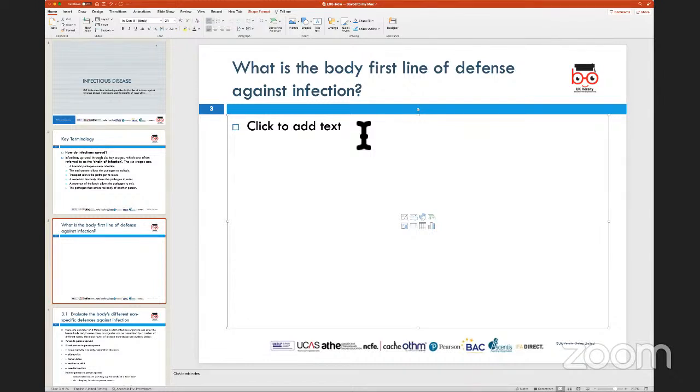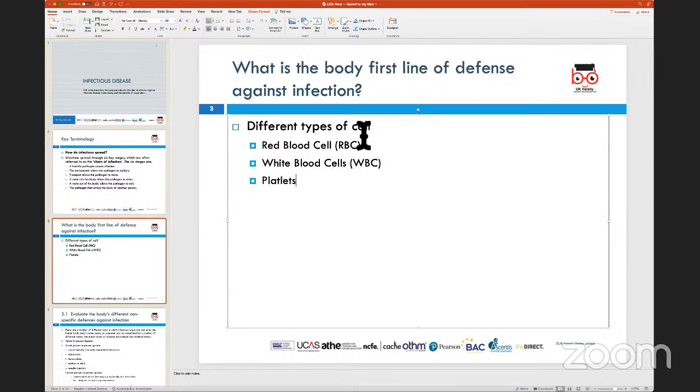So when we talk about different types of cells, we have heard about red blood cells, or RBCs as we call them. Have you heard about the red blood cells? We've got white blood cells, WBC as we call them. We also have what are called platelets. Have you heard about these terms? Red blood cells, white blood cells, and platelets?